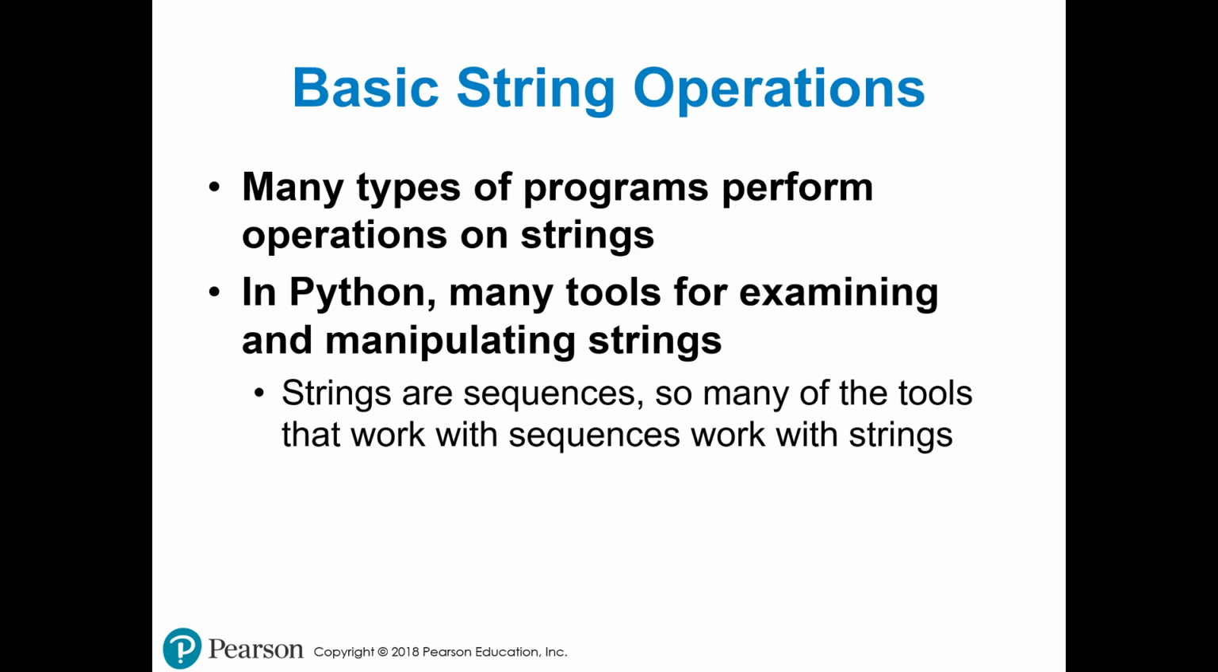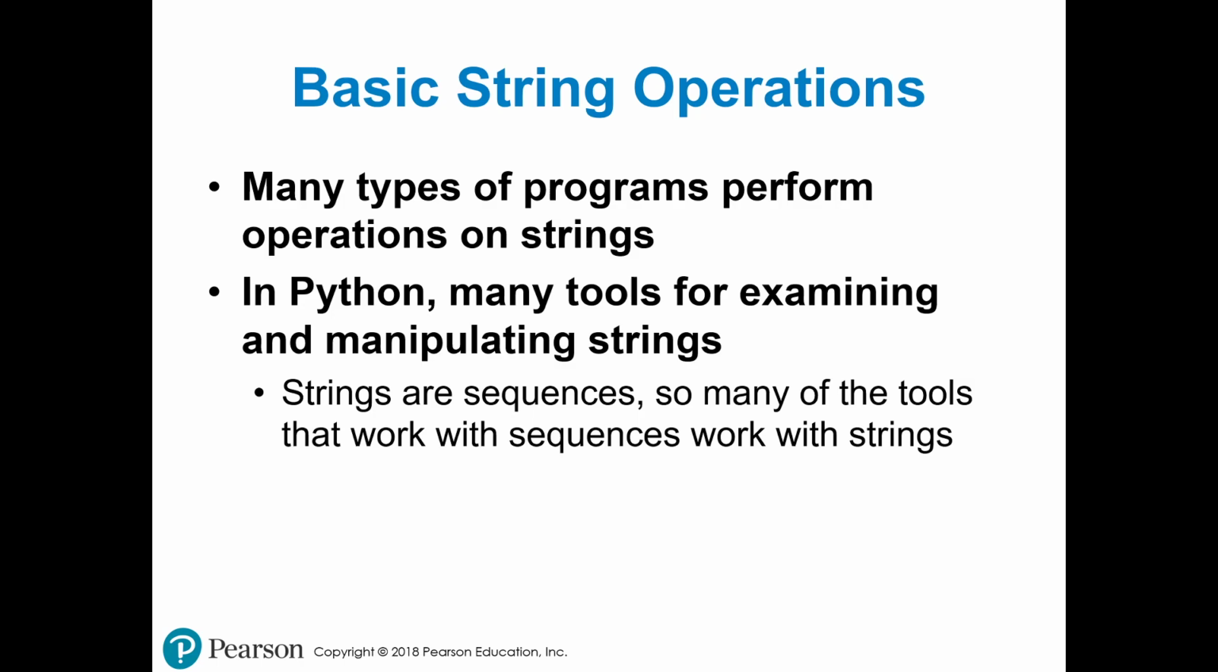All right, so there are many types of programs that do operations on strings, things like web browsers. There are just many examples of this. And there are a lot of tools in Python for doing things with strings. So strings are just sequences of characters, right? So a string, like the name Chuck, is just C-H-U-C-K. It's just a sequence of characters.